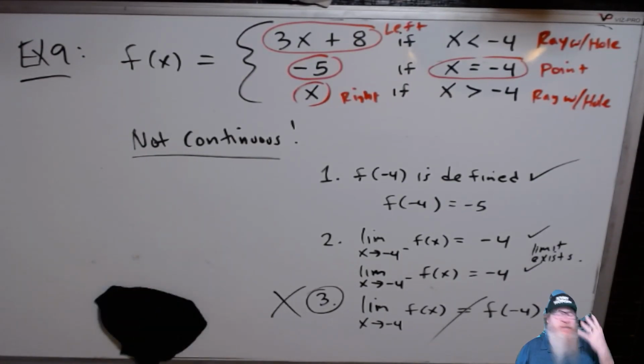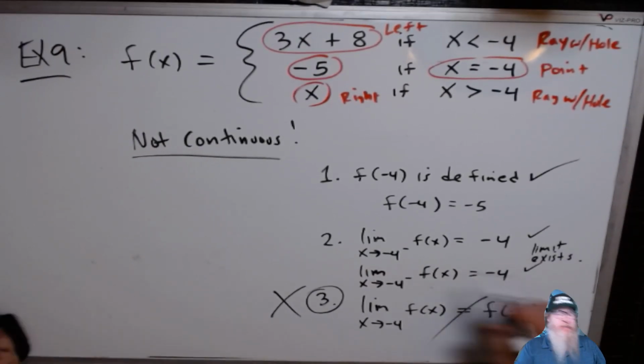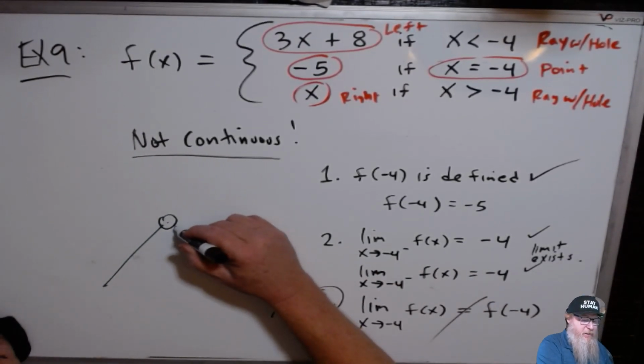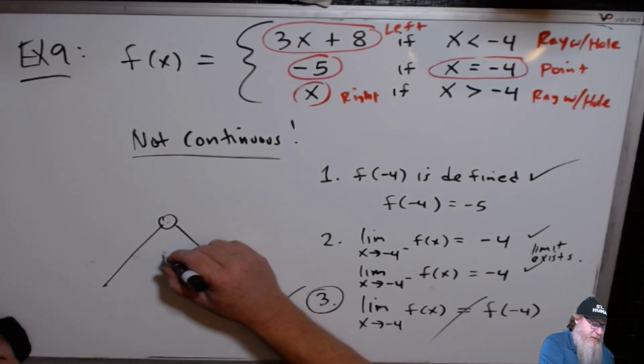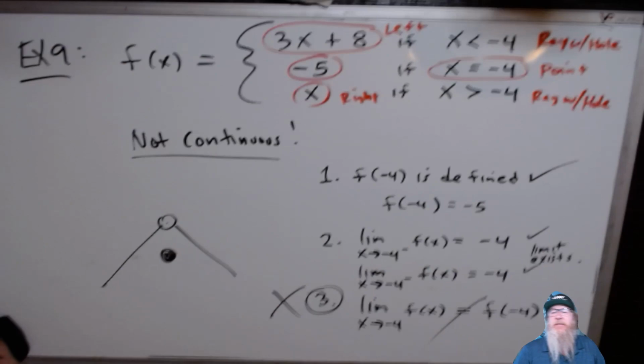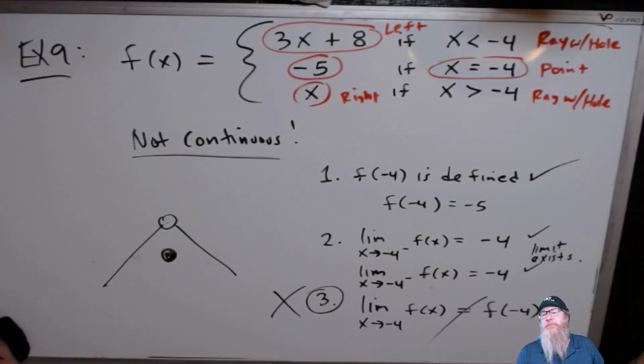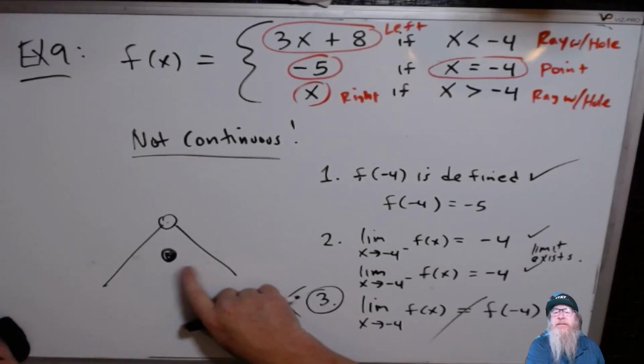This one looks almost exactly like example 8. It's a line, it's a hole, it's another line, but then the dot is not in the right place. The dot doesn't match up with the hole. I would say for this homework, this is a pretty common situation.